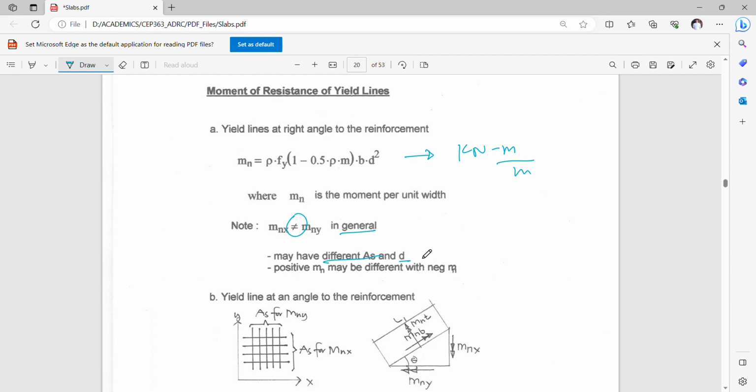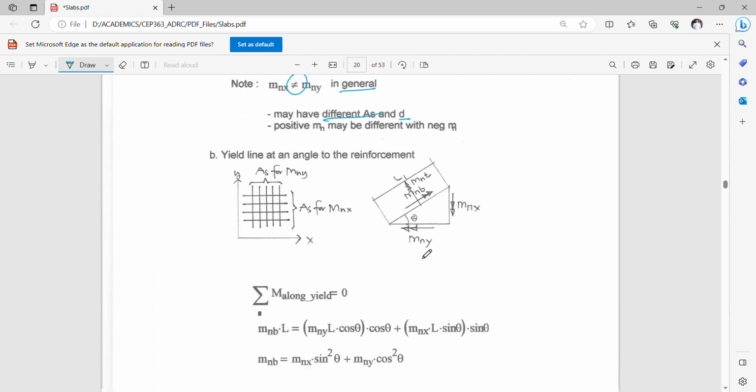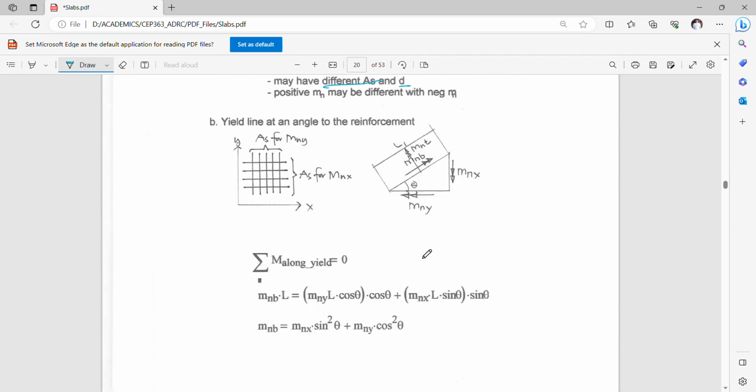So for a yield line at a certain angle to the reinforcement, let's say you have a yield line somewhere here, then your Mn will be defined in terms of a longitudinal and a tangential moment, along and transverse.